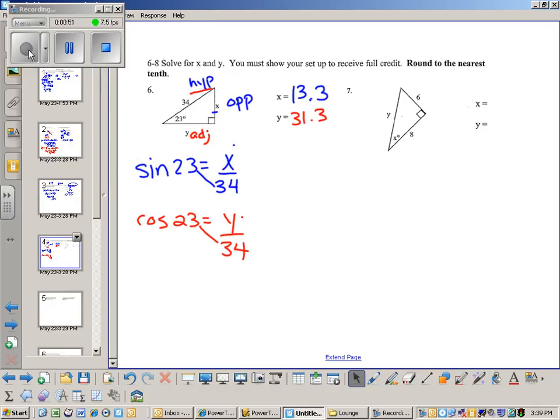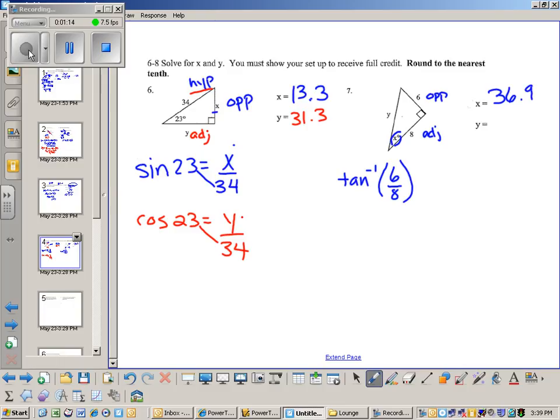So then on to number 7. We're looking for the angle. So we've got 6 is the opposite, 8 is the adjacent, because y is the hypotenuse. So we've got the inverse tangent of 6 over 8, which gives us 36.9.